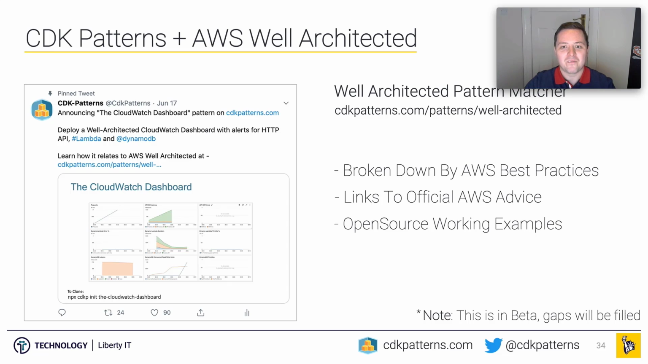So if you go to cdkpatterns.com/patterns/well-architected, you will see that I have broken it down by all of the questions. The questions aren't yes or no. A question includes multiple pieces of AWS best advice, best practices for how to mitigate the problems. So that's why I've matched a pattern with a best practice. The example in this situation is the CloudWatch dashboard on the left. If you've got a question about how do you observe your platform, then the best practice could be to implement the CloudWatch dashboard, and there you go. Just deploy it and you're 90% of the way there.